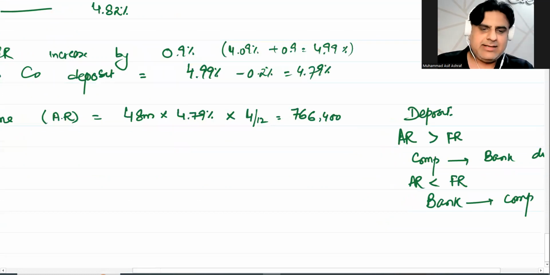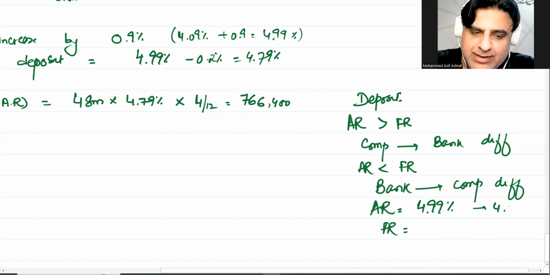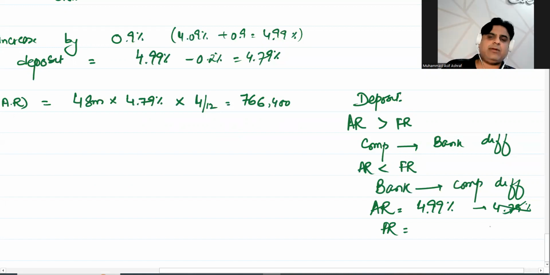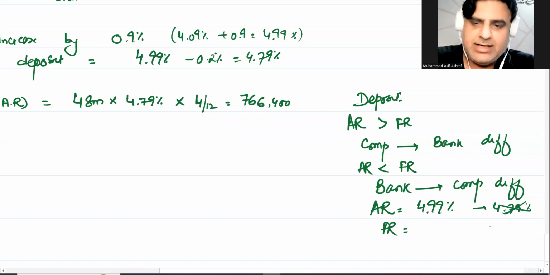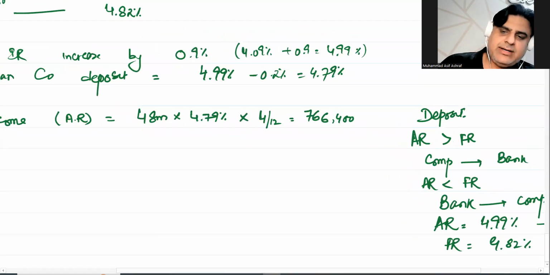So in our example, what was the actual rate? The actual rate was 4.99%. And what was the forward rate? Don't take the rate 4.79. This is not the actual rate. This is the rate available to the company. Always take the rate which is actually in the market. Forward rate is 4.82%. So here the actual rate is more.